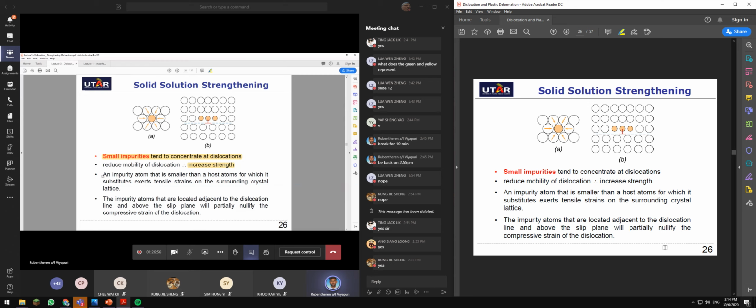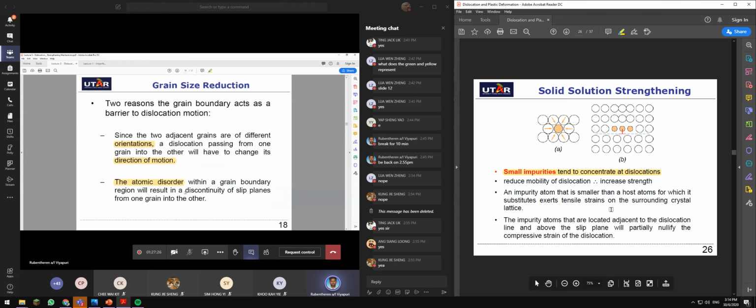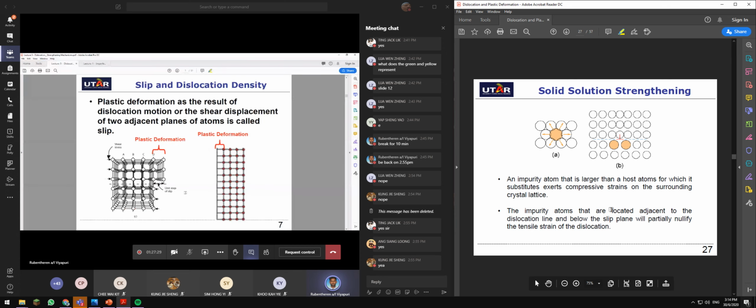An impurity atom that is smaller than the host atom for which it substitutes exerts tensile strain on the surrounding crystal lattice. When the impurity atom is smaller, you have more space here. When you have more space here, the adjacent atoms will experience tensile strain. It is analogous to what you used earlier in the lesson. Where is it? Here.